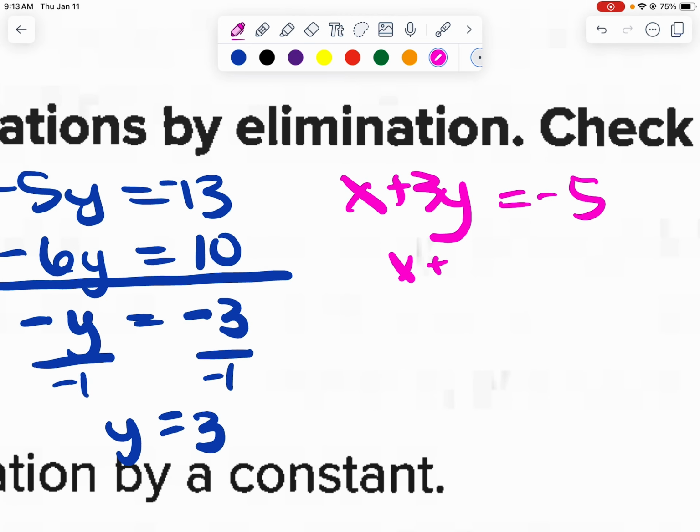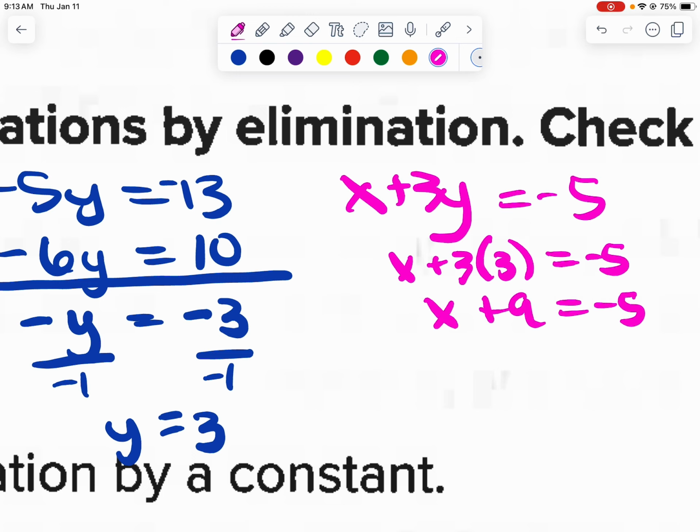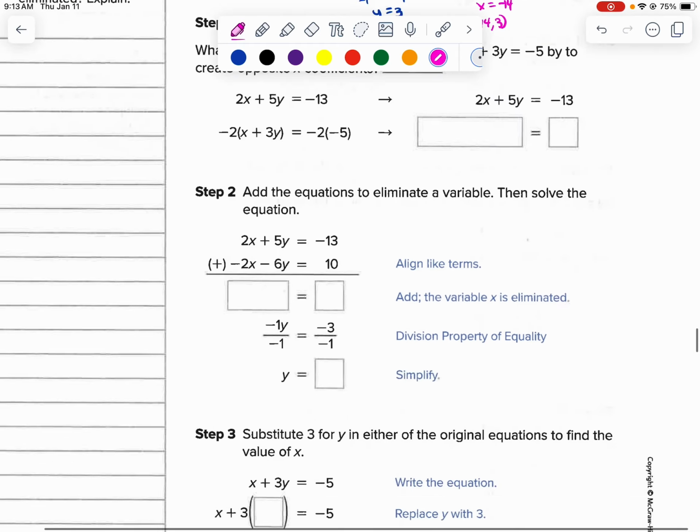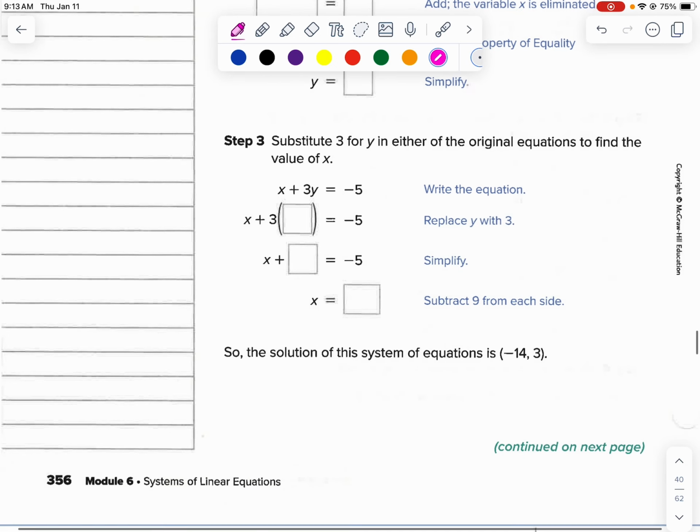So x plus 3 times 3 equals -5. I get x plus 9 equals -5. Subtract 9 from both sides and get x equals -14. -14, 3. Let's see if I did the right work. Yep, I did. Good.